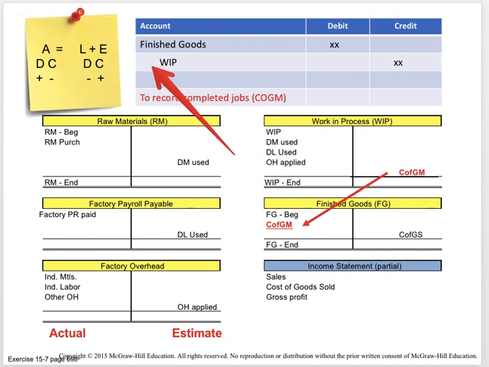So again, we have our two types of inventory accounts that are being affected. But finished goods is increasing because we finished the product, and work in process is decreasing because they're no longer in process. So that type of inventory is going down. So you see, again, the movement here to record the completed job, the cost of goods manufactured.